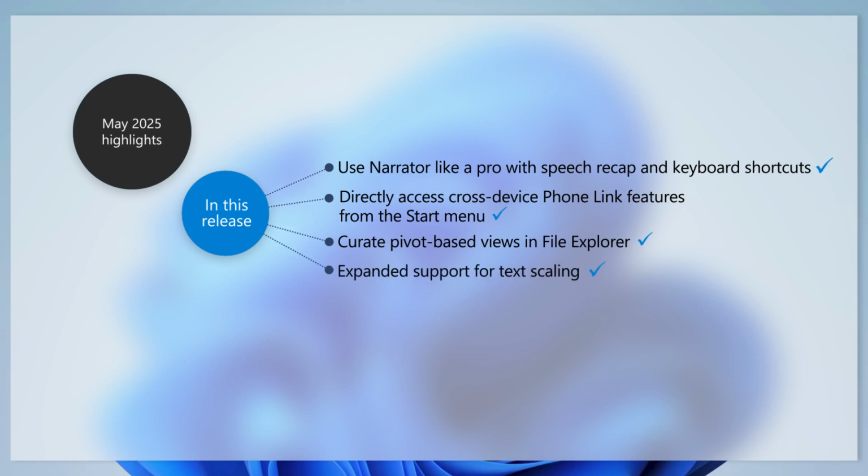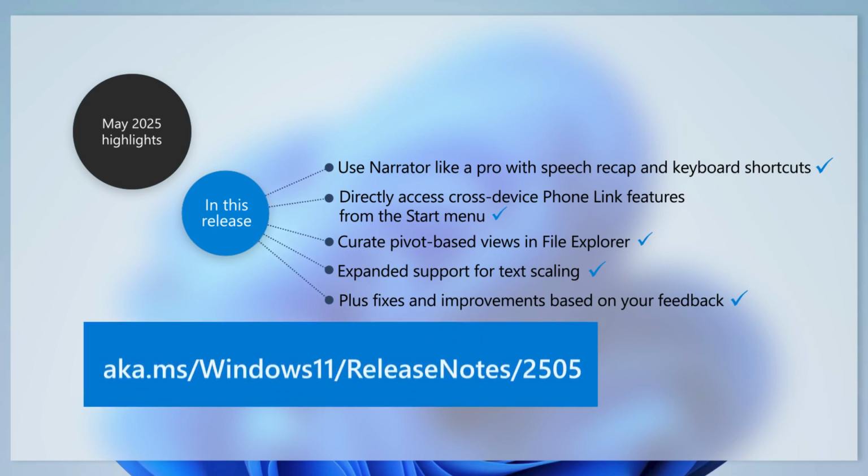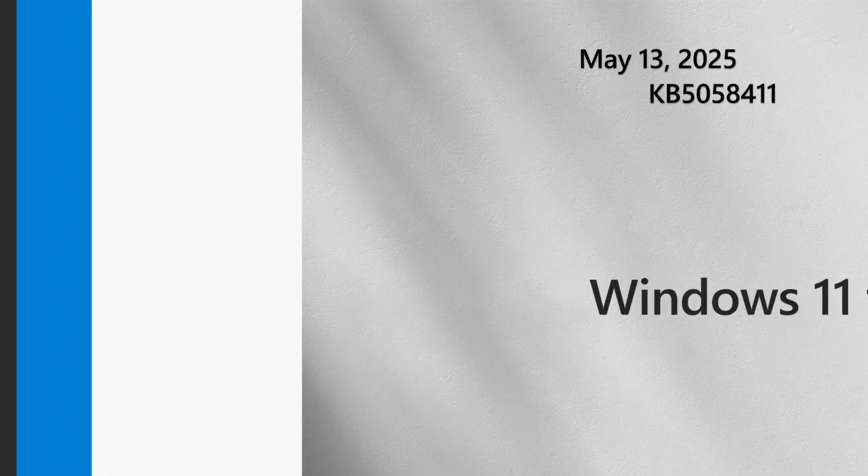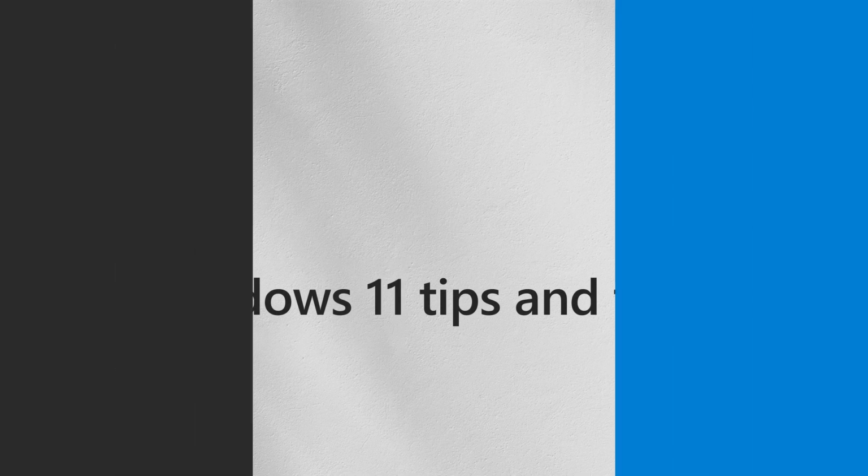Speaking of File Explorer, this release includes support for text scaling across File Explorer, File Open and Save dialogues, and copy dialogues. Based on your feedback, this update also includes fixes and improvements for the Start menu, File Explorer, and the taskbar. To learn more about other changes, improvements, and new features, read the full release notes at aka.ms/windows11/release-notes/2505.